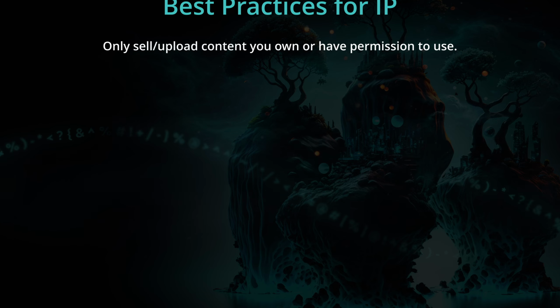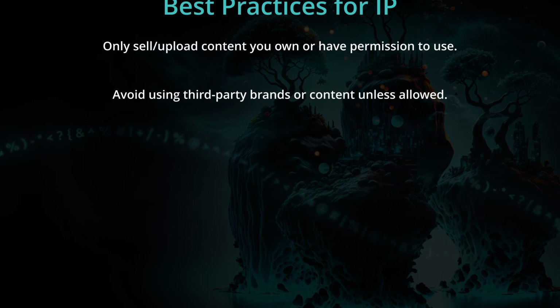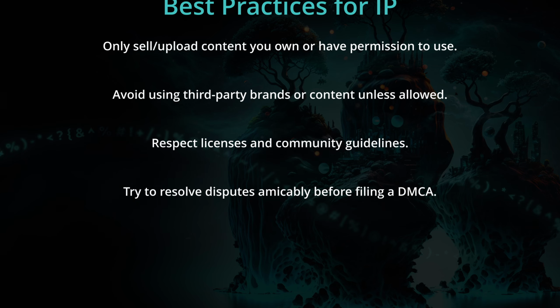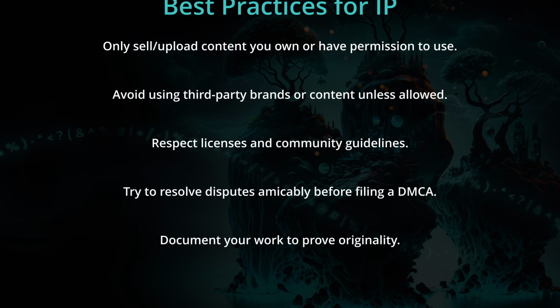So let's take a look at some of the best practices around intellectual property. Only sell or upload content that you own or have permission to use. If you're unsure if you're able to use something, it's better to just avoid it, or you can try to contact the copyright holder and see if you can get permission to use it. Avoid using third-party brands or content unless allowed. Just because you see a brand in a game or server doesn't mean it's automatically allowed.